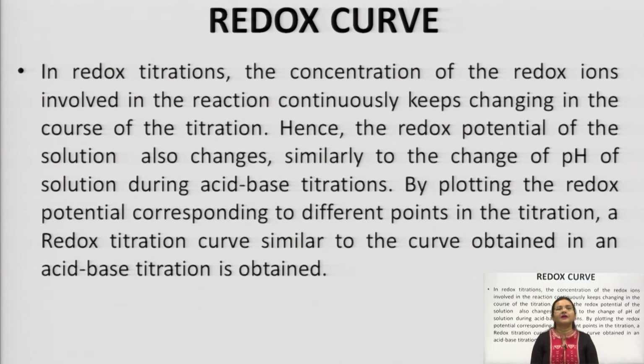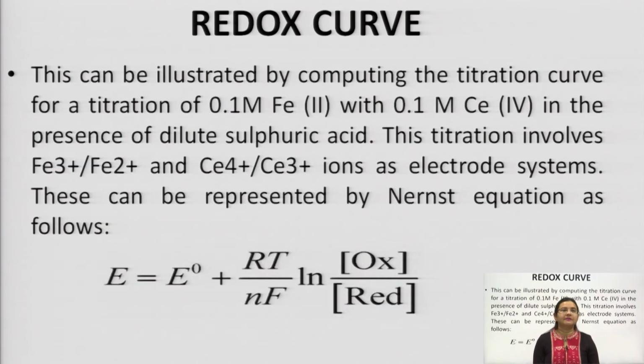So by plotting the redox potential corresponding to the different points, अगर आप different points of reaction पे redox potential या oxidation potential को plot करेंगे, then we will get a beautiful graph, curve of oxidation reduction potential of a particular reaction. Redox curve is similar to the curve obtained in acid base titration. And how does it appear?